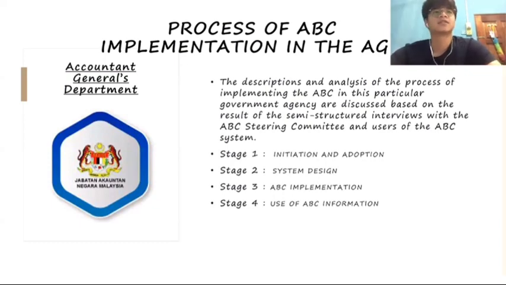After that, the third stage is ABC implementation. After the ABC system had been corrected and redesigned, it was officially implemented in all divisions and branches. After the process of system migration from MAS to ABC system was complete, the external consultancy function ended.